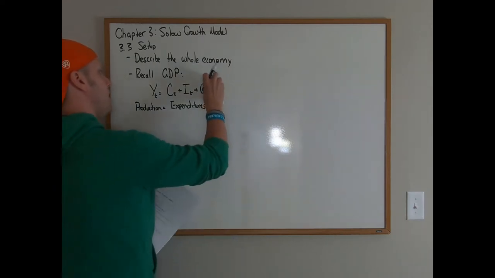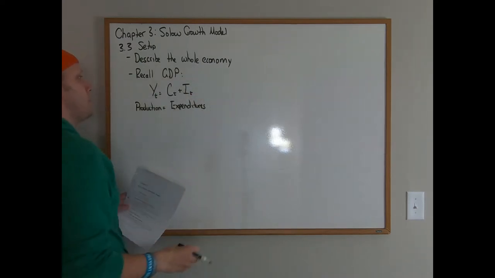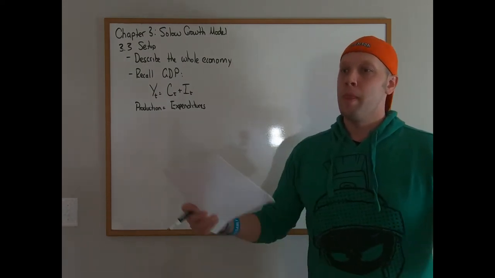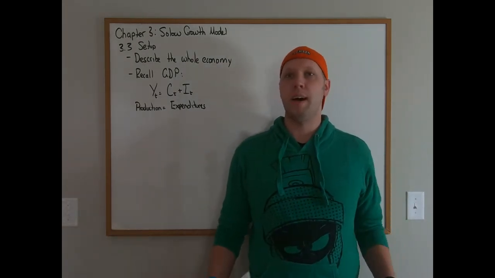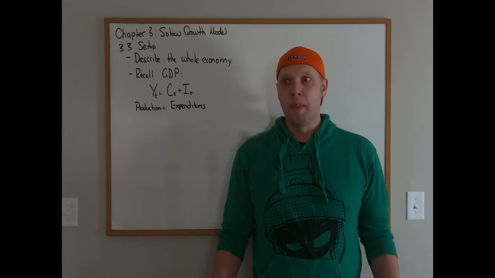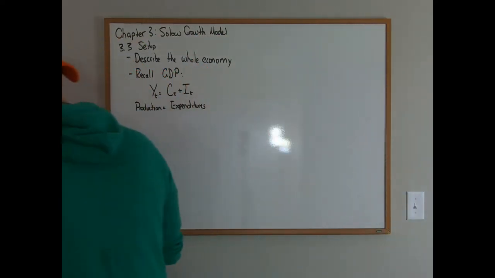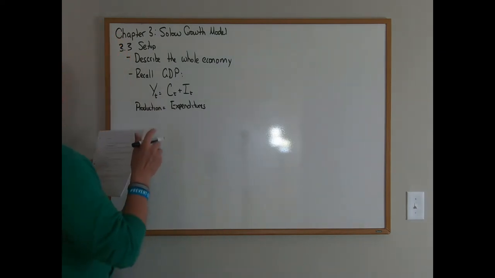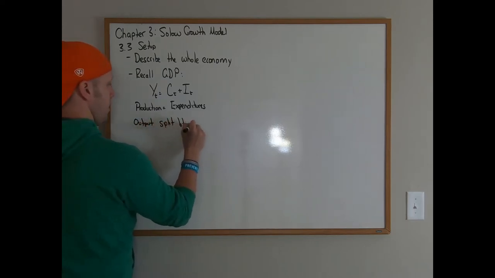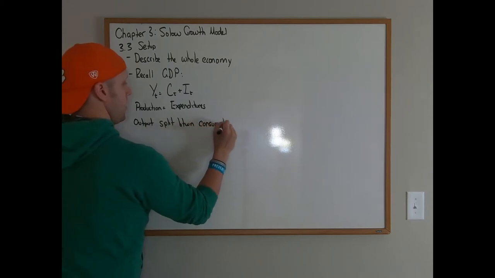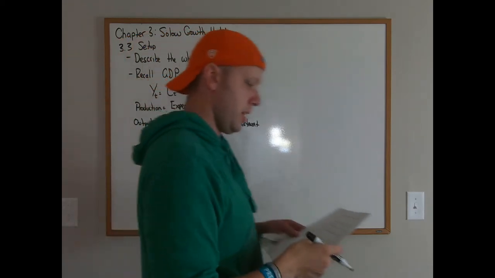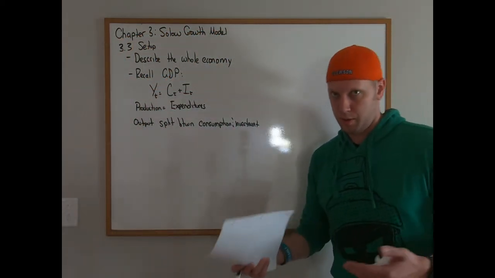Now, in the Solow Growth Model, it assumes there is no government. So output is split up solely by consumption or investment. Whatever you consume, you go out, you buy a TV, you want to buy a new car or something like that, that's consumption. If you want to invest, rather than buying consumer goods, you're buying investment goods. You're saving. So you can either consume or you can save. So output is split between consumption and investment. You can either consume or you can invest. You can consume or you can save.